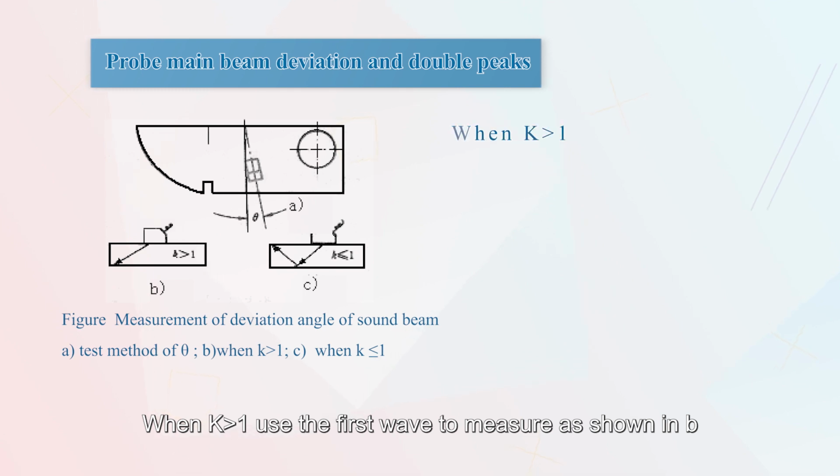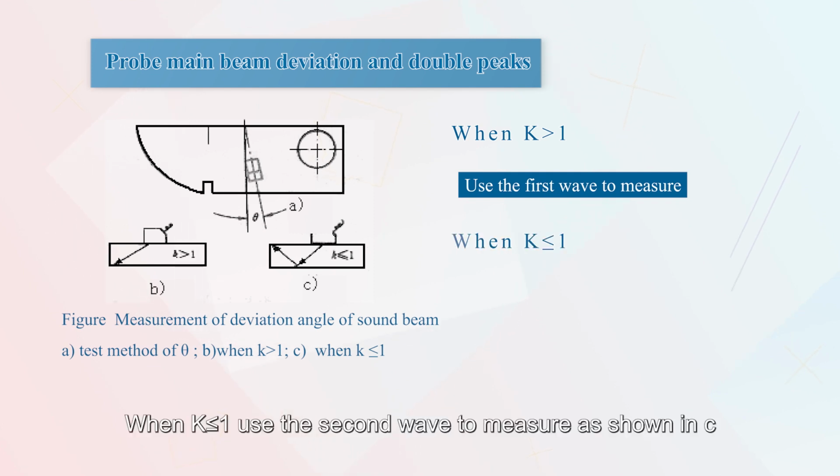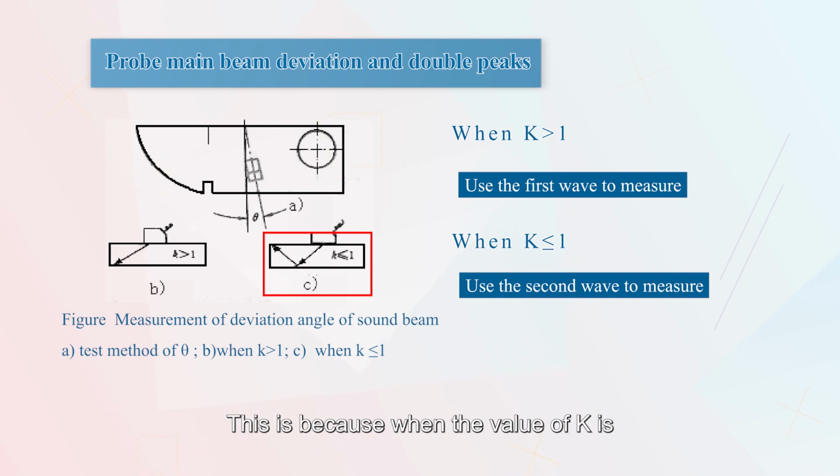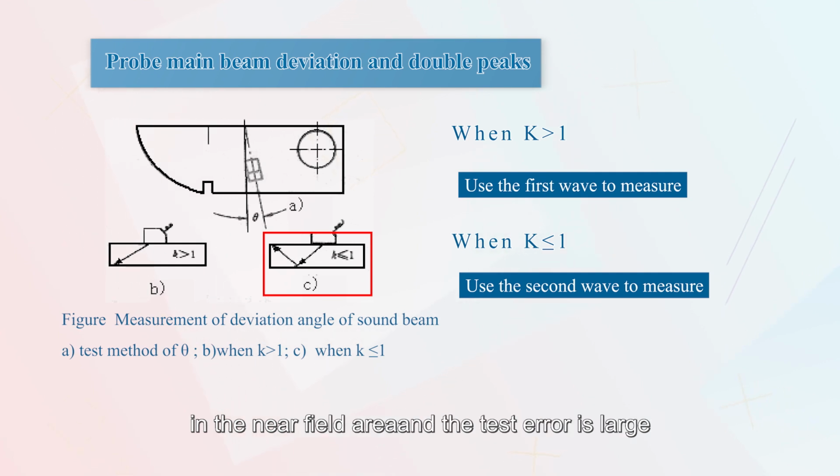As we can see, we can use the first wave to measure as shown in B. When K is small, as we can see, use the second wave to measure as shown in C. This is because when the value of K is small, the sound path of the primary wave is short, often in the near field area, and the test error is large.